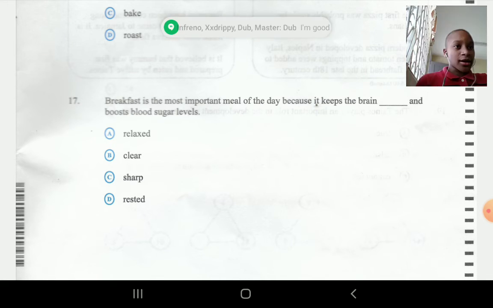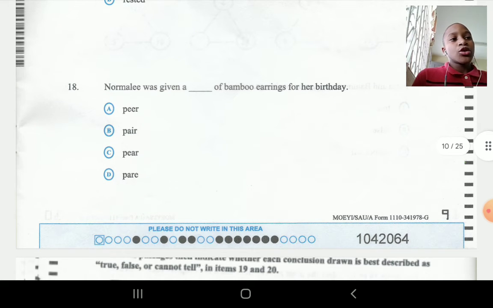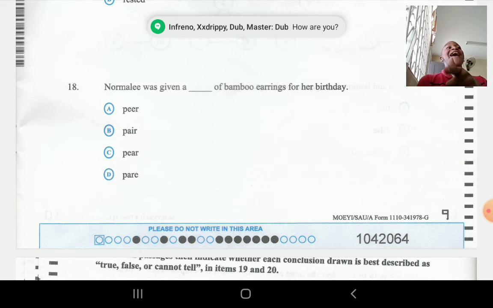Going on to the next one. Normally was given a pair of bamboo earrings for her birthday. Okay, earrings. Sorry, don't worry about that. A pair, because P-A-R-E is what again? Do your own research. Got you right there, didn't I?